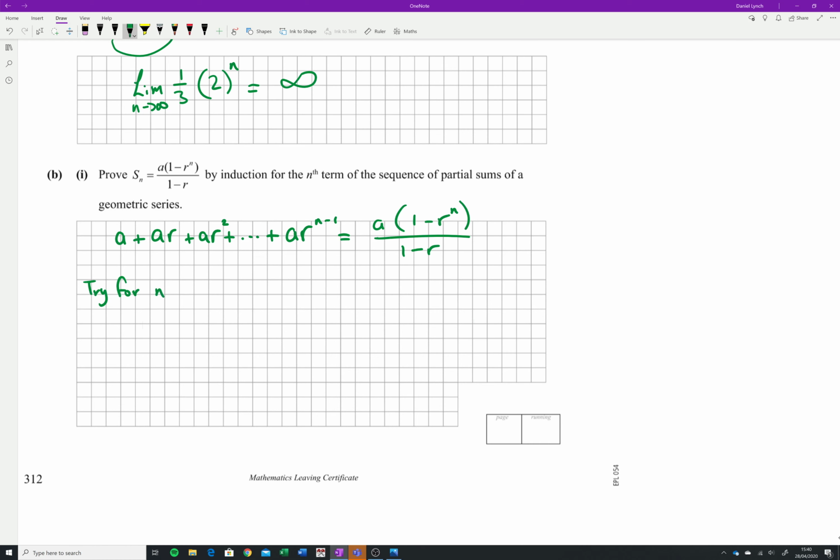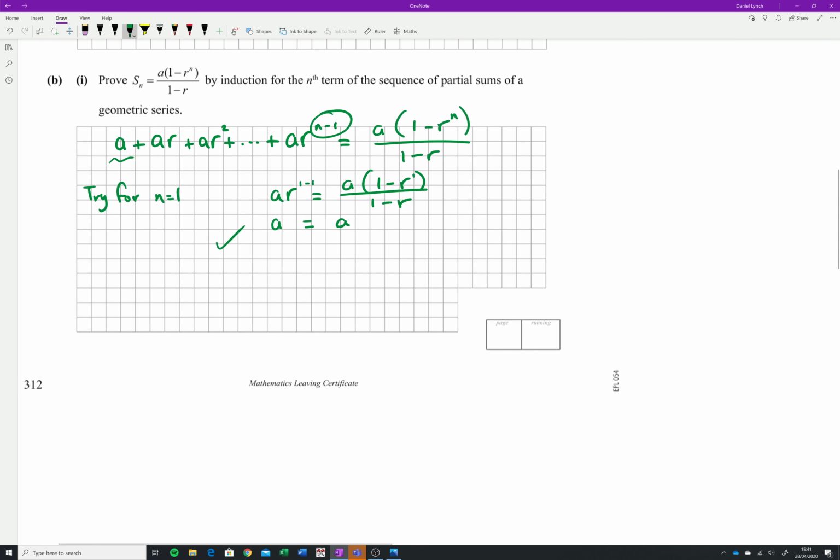So we want to try for n equals 1. When n is 1, we get ar to the 1 minus 1, which is just a times r to the power of 0, which is a times 1, which is just a. So it tells us that we're starting with a there. And we let n equal 1 on the other side, we get a times 1 minus r to the power of 1 over 1 minus r. Well, 1 minus r divides into 1 minus r just to leave the a times 1 there. So we just get a. So it works for n equals 1.